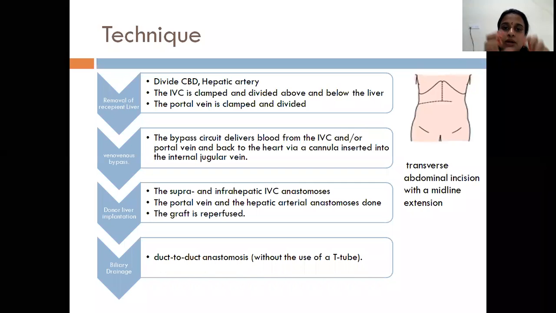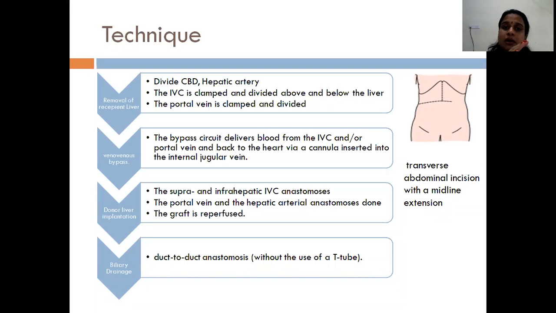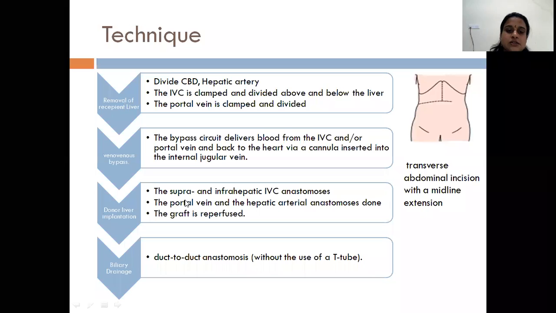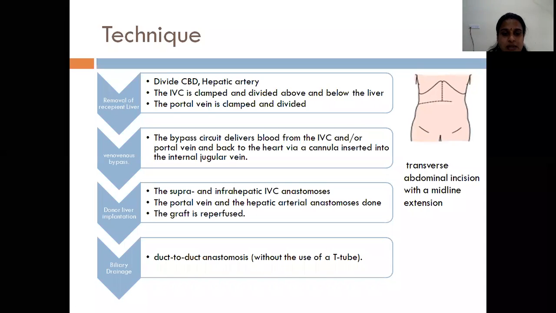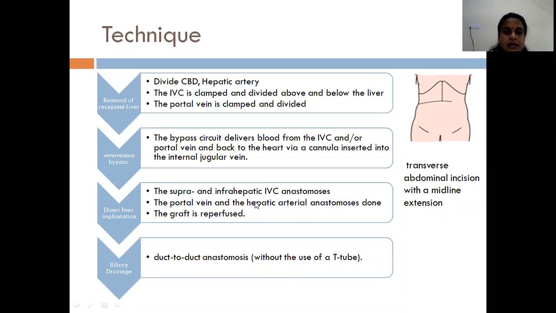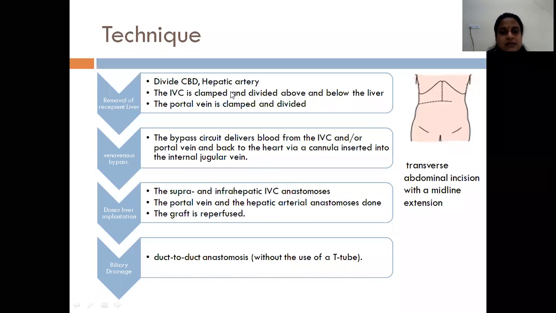The heart and liver circuit is maintained. So we know the venous circuit should be maintained. This is achieved by cannulating the internal jugular vein in the recipient. So this will give you adequate time for proper anastomosis of the transplant liver. So what do we do? The supra and infrahepatic IVC anastomosis is done first. Okay, first the IVC anastomosis is done, then the portal vein, and then the hepatic artery. So this is the order.